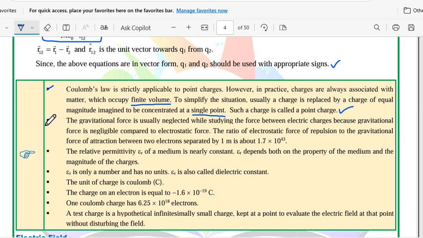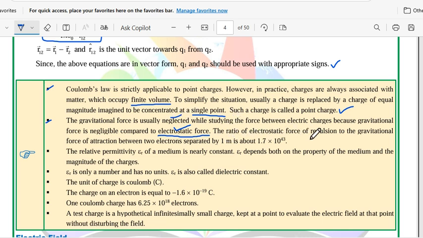Now, the gravitational force. The gravitational force is usually neglected while studying the force between the electric charges, because why? Because gravitational force is negligible compared to electrostatic force. The electrostatic force is dominant here as compared to gravitational force. Therefore, its value will be neglected.